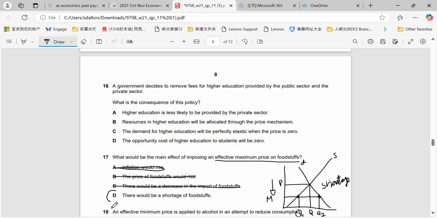But what it definitely would do, just like we have over here on the right hand side, is create a shortage of foodstuffs. From the extension in demand, it would create excess demand.